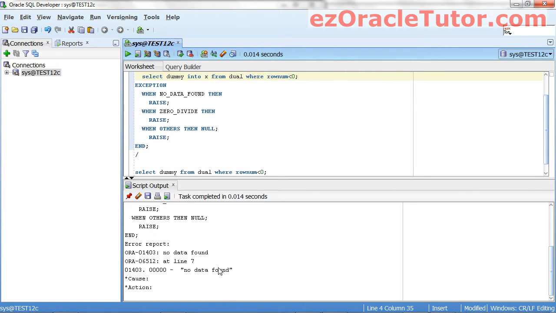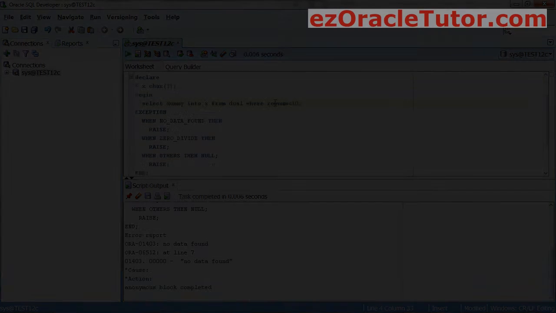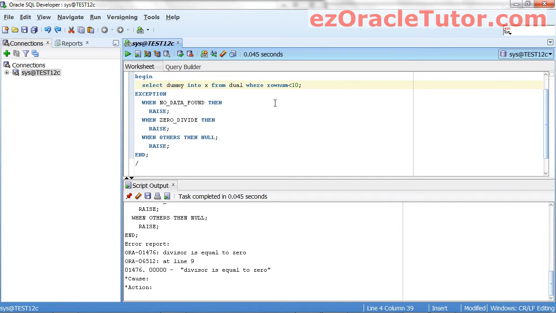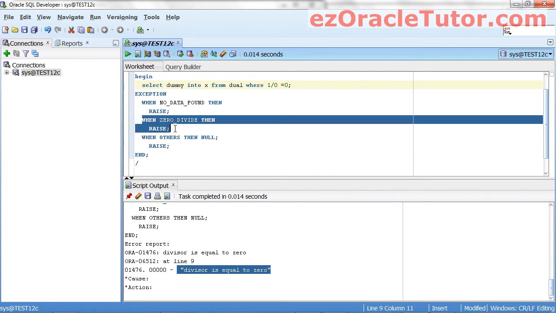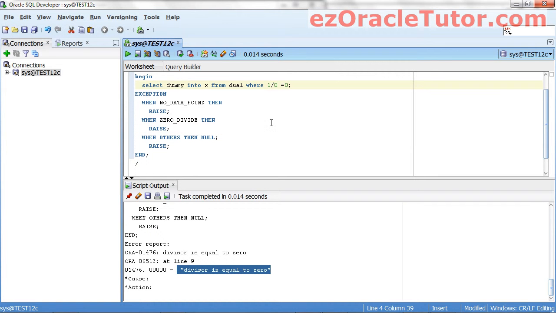First of all, we're going to pick up the fact we have no data found. Let's just put an arbitrary thing in here. Let's say 1 divided by 0 equals 0. Now, anyone who's done grade school math in America knows that 1 divided by 0 is actually not allowed. It is undefined, and guess what? It tells you divisor is equal to 0, so it's actually picking up this error.